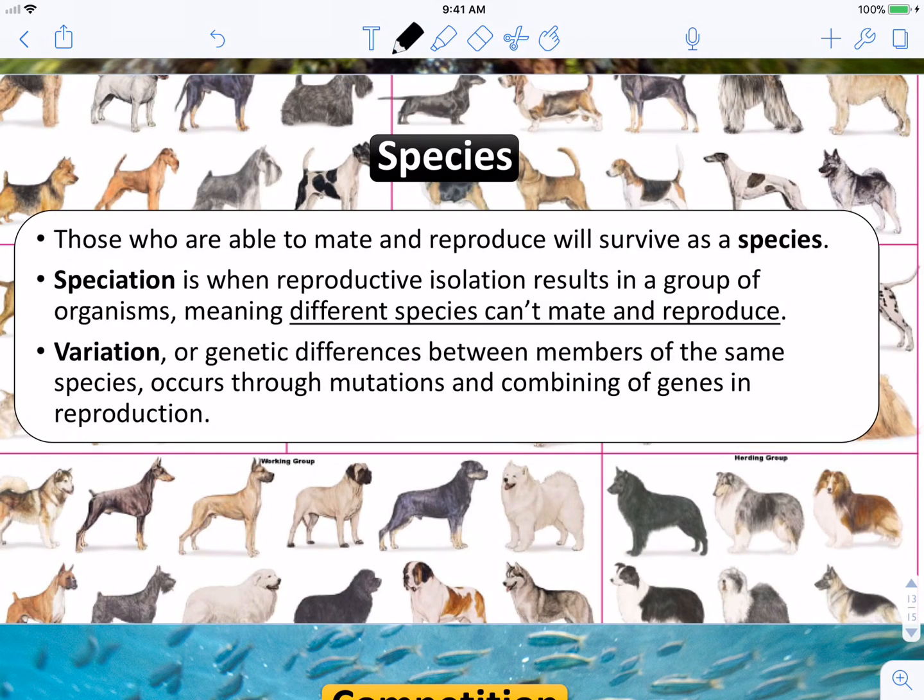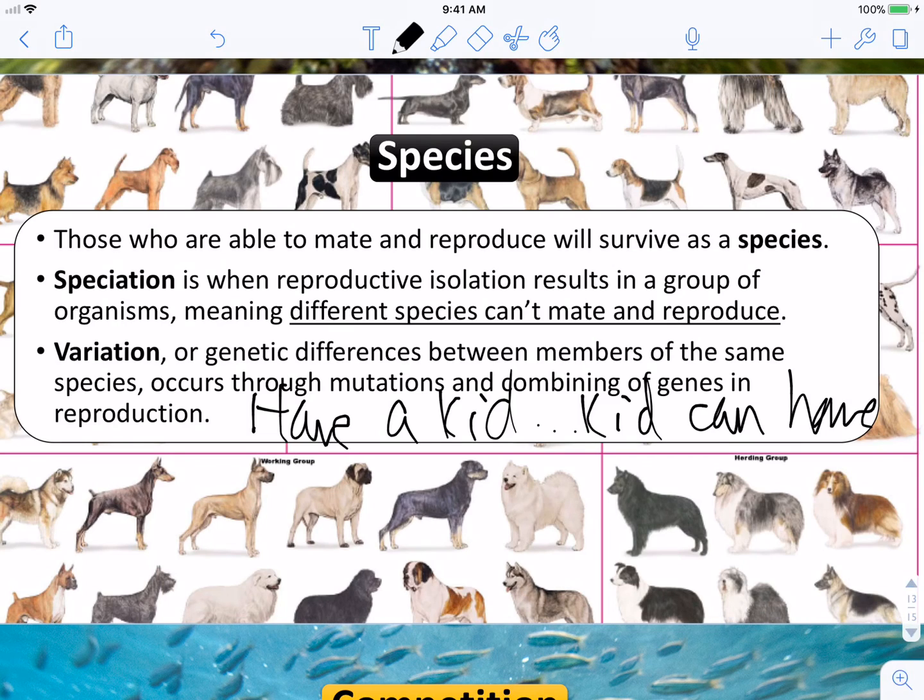Speciation is probably the most tricky thing to remember on this. Here's what speciation means. It means that you are able to have a kid. So you have a kid, and that kid can have a kid. Well, isn't that what I just said? Yes, in a way it is, but here's what I mean. We cannot reproduce with a chimpanzee and have a kid that can have a kid.